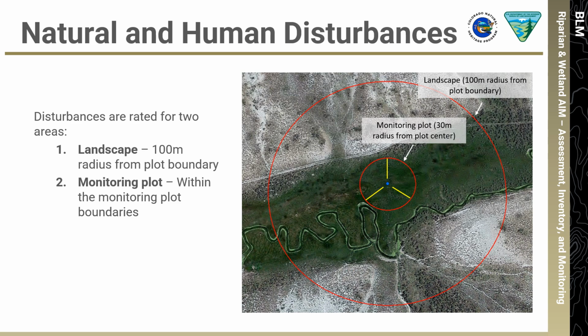In this example, the monitoring plot is laid out in a spoke. The landscape encompasses a 100-meter radius envelope from the plot boundary, which is a 130-meter radius from plot center, but does not include the plot itself. Think of it like a donut. The monitoring plot encompasses the 30-meter radius circle from plot center.